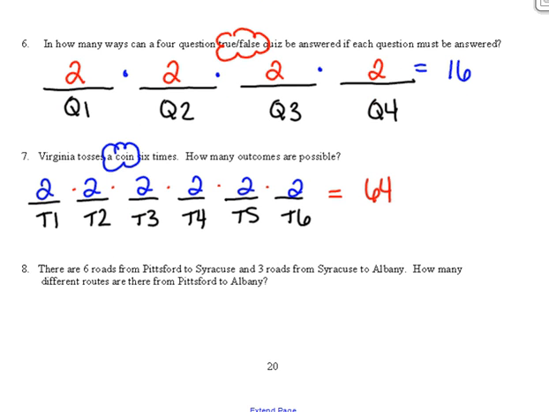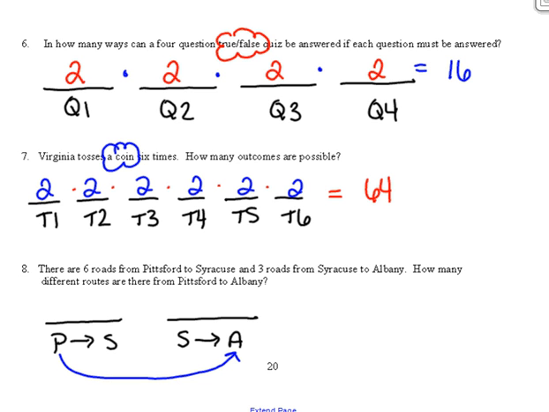Question number 8. There are 6 roads from Pittsford to Syracuse and 3 roads from Syracuse to Albany. How many different routes are there from Pittsford to Albany? So the first route we need to take is from Pittsford to Syracuse. Then we're going to go from Syracuse to Albany. So if we want to get from Pittsford to Albany, we're going to have to stop in Syracuse, it looks like. We have 6 roads we can get from Pittsford to Syracuse, and 3 roads are going to take us from Syracuse to Albany. So that's 18 different routes from Pittsford to Albany.